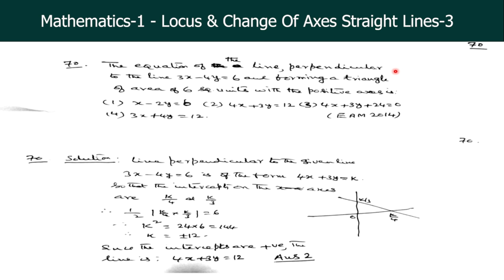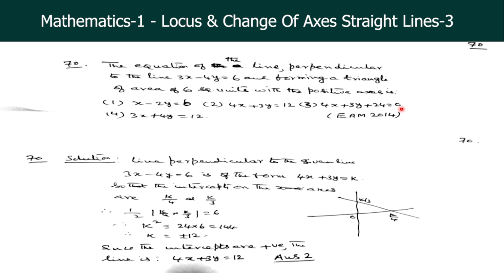The equation of the line perpendicular to the line 3x minus 4y plus 6 equal to 0 and forming a triangle of area 6 units with the positive axes is: 1, x minus 2y is equal to 6; 2, 4x plus 3y is equal to 12; 3, 4x plus 3y plus 24 equal to 0; and 4, 3x plus 4y is equal to 12. This problem is EAPCET 2014.